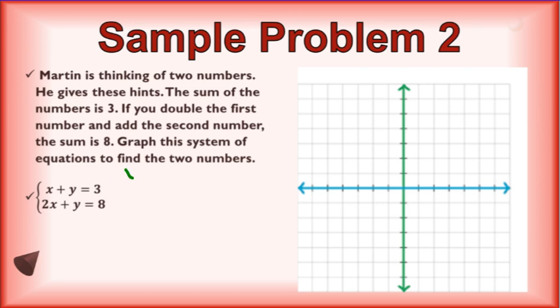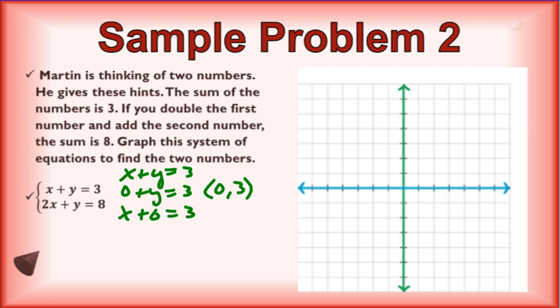So this first one, x plus y equals 3. Well, if x is 0, what is y? Y would have to be 3. So we would have 0, 3. And then if y is 0, x would have to be 3. So 3, 0. So let's plot those points. Actually, before we plot those points, let's do the other one.